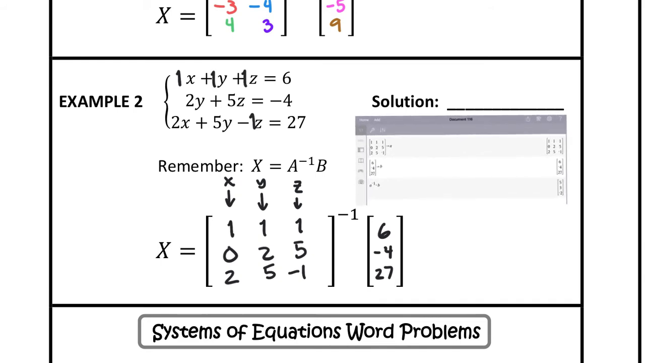Okay. And then, so my answer is x equals 5, y equals 3, z equals negative 2. And so if I write that as a coordinate, it's 5, 3, negative 2.